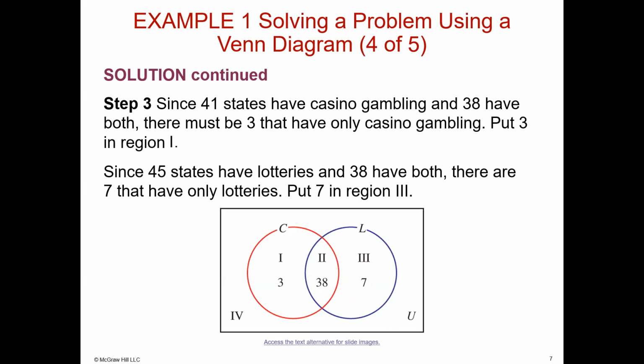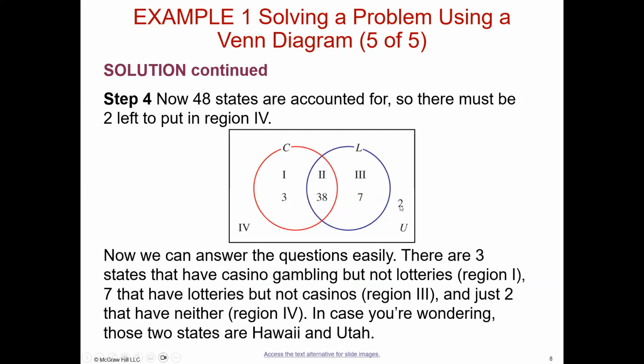That means there must be 2 states that belong where, in what region? In the universal. Yep, in region 4, exactly, that have neither casinos nor lotteries. And there you go. 2 is found in region 4. Okay, does that make sense?